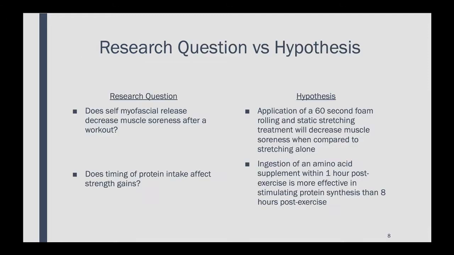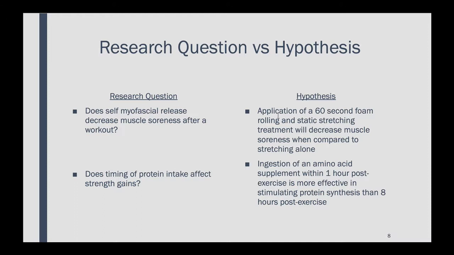So again, if we look at what the difference is between a research question versus a research hypothesis, a research question is more general, something like, does self-myofascial release decrease muscle soreness after a workout? A more specific application of that, or a hypothesis that still falls under this research question, might be, does the application of 60 seconds of foam rolling and static stretching treatment decrease muscle soreness when compared to stretching alone? So we can specifically look at a combination of treatments on a specific measure.